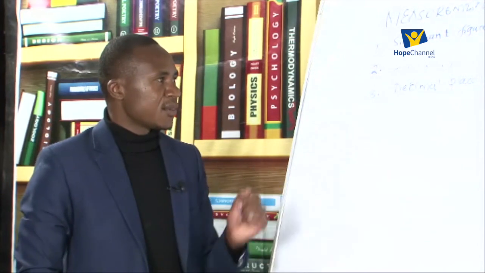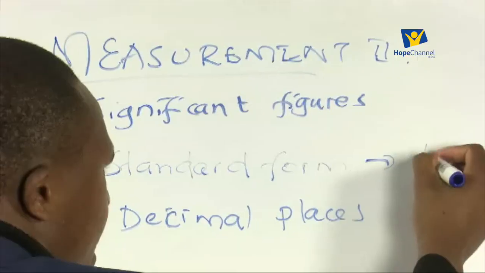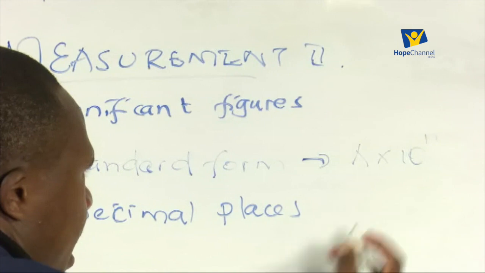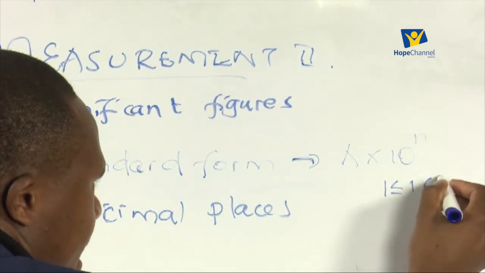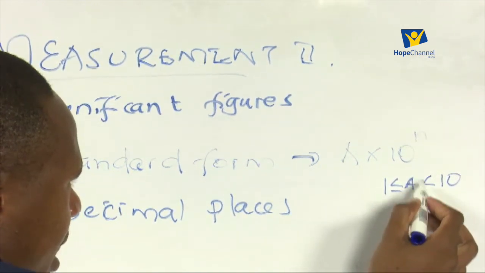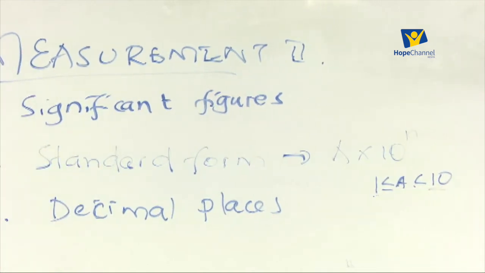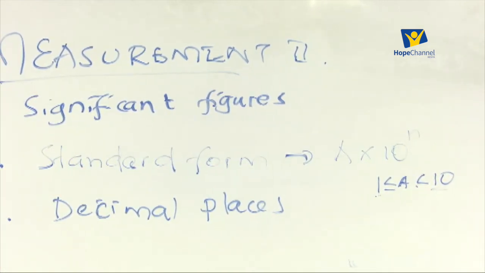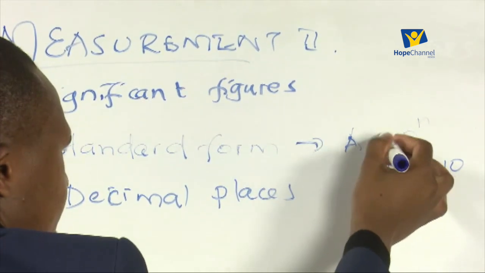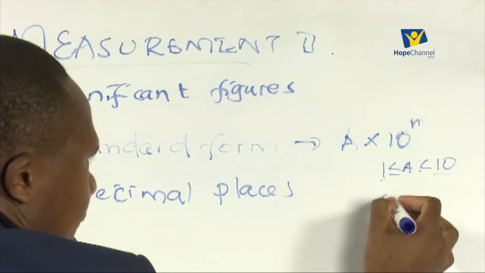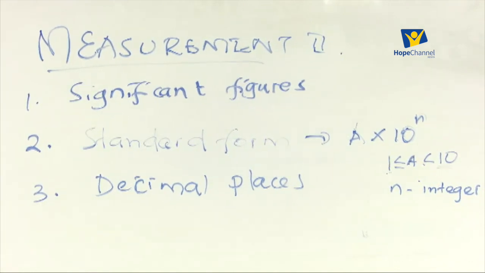For the standard form, we said that numbers are written in standard form when they are expressed in the form a times 10 raised to power n, whereby our a is always between 1 and 10, meaning what? Your a can be equal to 1 or greater than 1, but strictly it has to be less than 10. So 10 is not part of what we consider when we are talking about that a. When we express our answers in this form, a times 10 raised to power n, and our n an integer, then that number is said to be expressed in standard form.